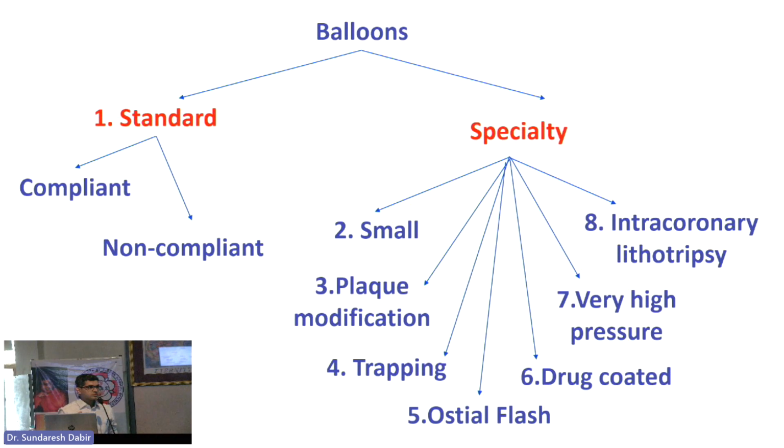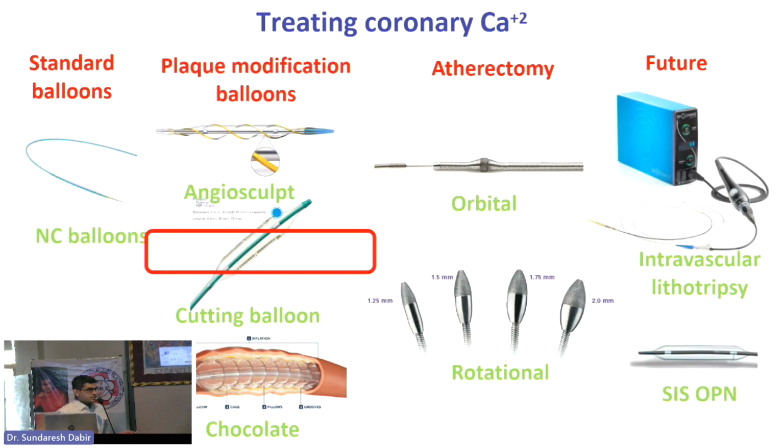Okay, so why do you need these non-compliant balloons? You need NC to exert more pressure without increasing in size. So you have a lesser chance of vessel rupture, but you are giving more pressure, right? So last bit: how do you treat coronary calcium? Everybody is worried about calcium. As technicians, you are all going to handle all this equipment and give it to your doctors.